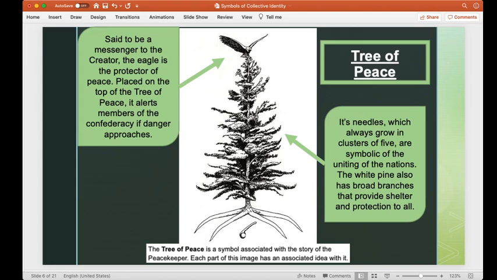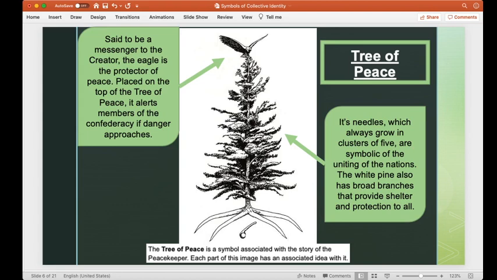At the very top, we have an eagle, said to be a messenger to the Creator. The Creator is the God, the Creator of the world to the indigenous people. The eagle is the protector of peace. Placed on the top of the Tree of Peace, it alerts members of the Confederacy if danger approaches. It's basically saying, I'm looking out for the safety of all people in the Confederacy. The needles, the branch, the trees, right?